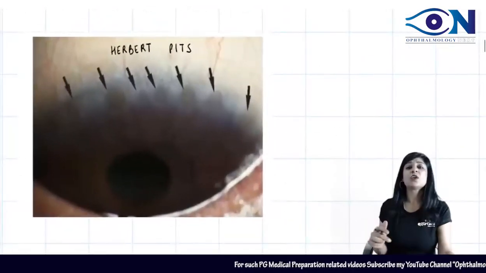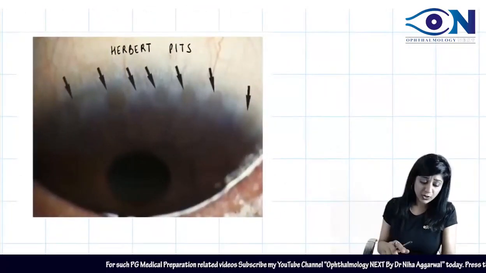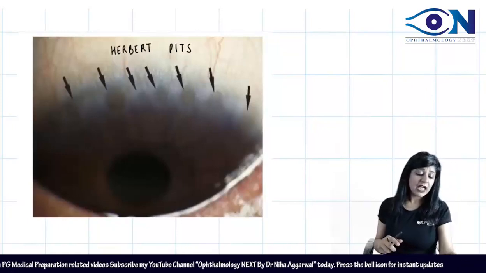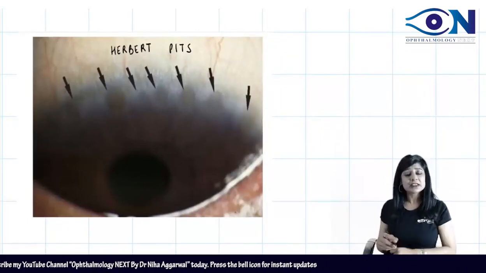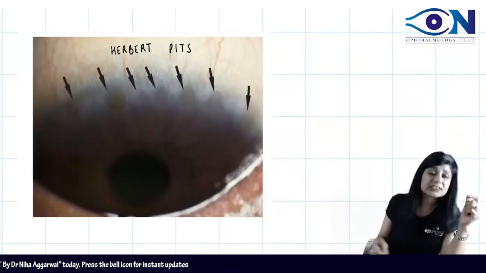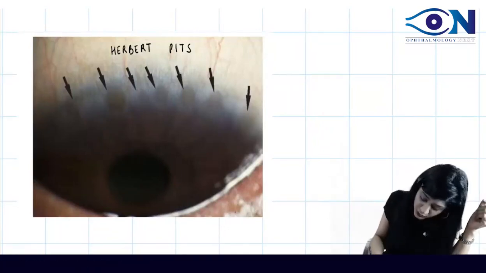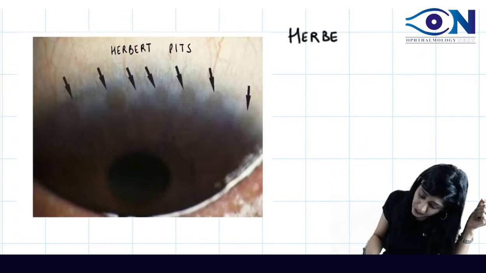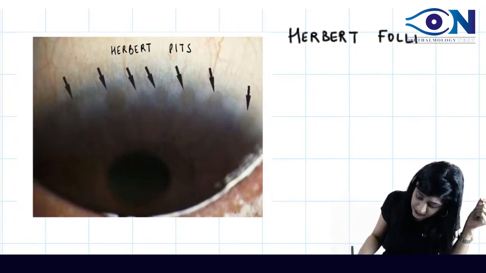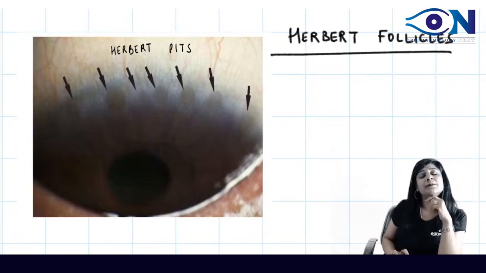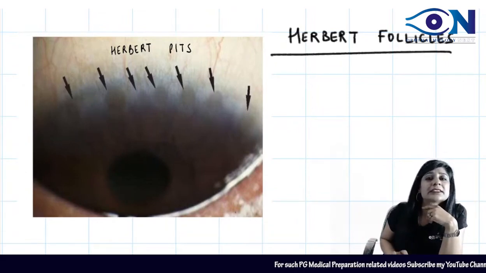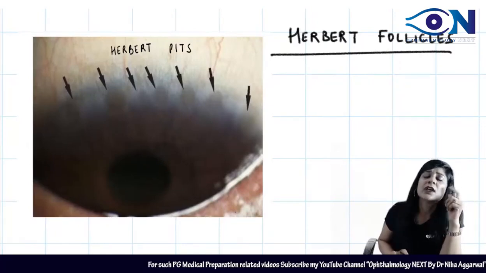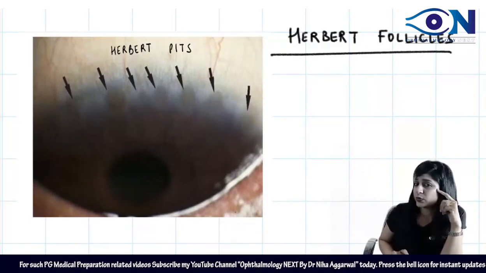Now we come to the corneal signs. Very, very important. Whenever we have follicles in trachoma, similar follicles I will have in the cornea also. So I will have the Herbert follicles. Again, a very important question, Herbert follicles and Herbert pits are actually found in cases of trachoma. They are in the cornea. Now you will say, are they different? No, they are not different.